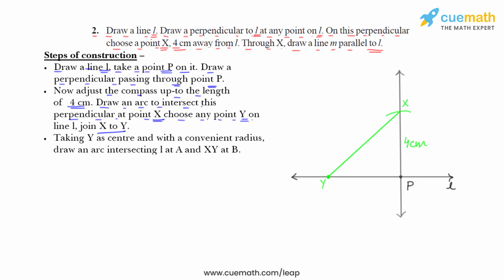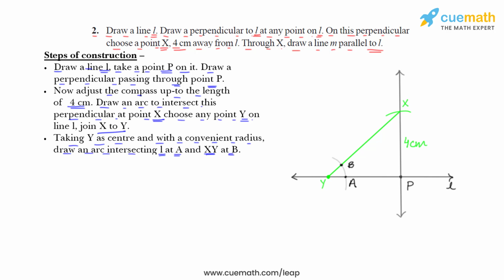Next step: taking Y as center, with a convenient radius, draw an arc intersecting L at A and XY at B. That is, take any convenient radius and take Y as center, draw an arc which will intersect L at A. So this point will be A, and XY at B. So this point will be B.